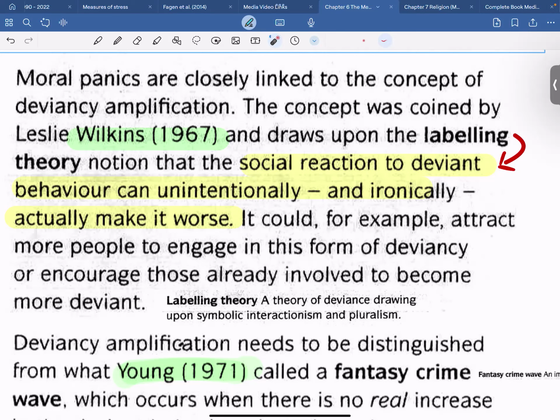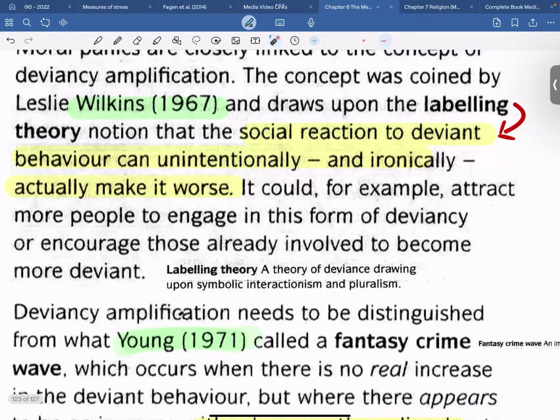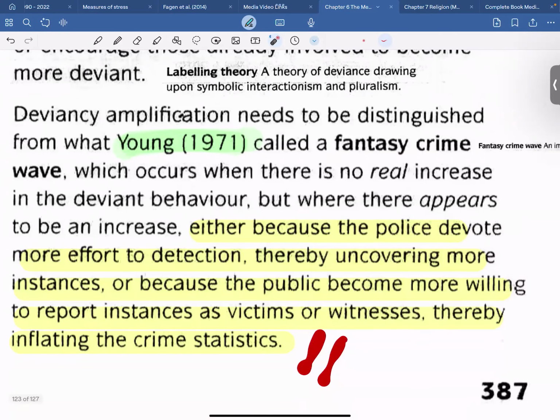So it could, for example, attract more people to engage in this form of deviancy or encourage those already involved to become more deviant. Now, this idea of deviancy amplification was coined, was put forward by Wilkins in the year 1967.